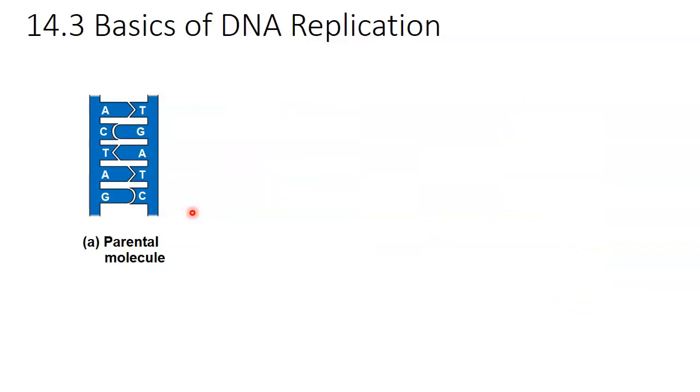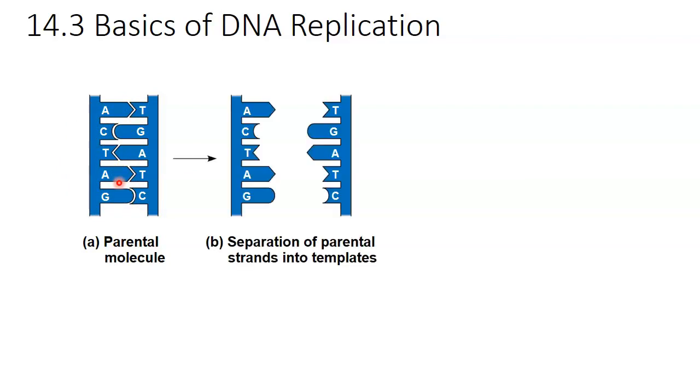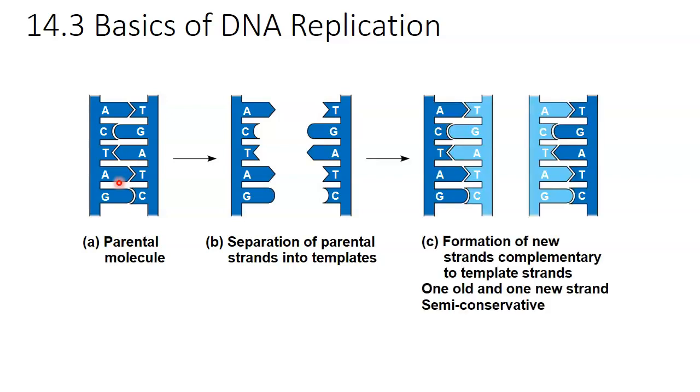Okay, so let me back up. In the Meselson and Stahl experiment, this parent DNA molecule is being represented with dark blue. So all of the bases here will be made up of heavy nitrogen. We split them, and what's going to be laid down will be bases containing light nitrogen. So that's what that light blue stands for. And so if we look at our two double-stranded DNA strands that are produced, we've got one old and one new strand, and one old strand. So it's semi-conservative.